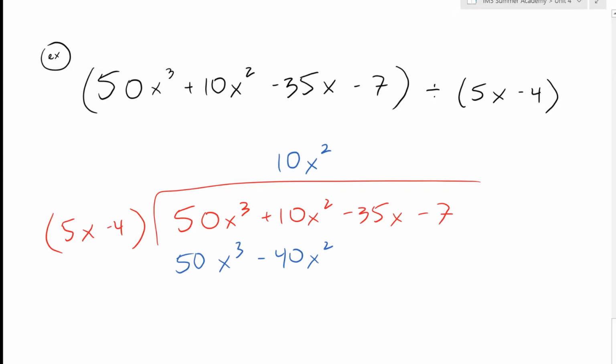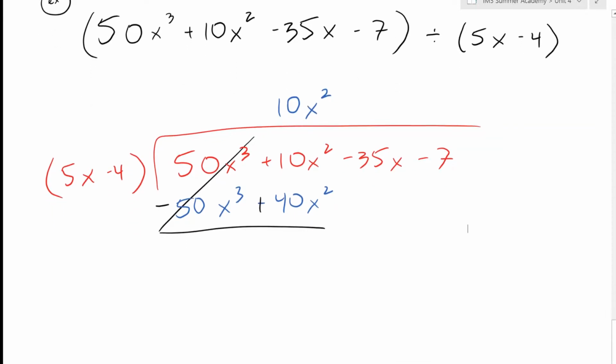Now I flip the signs. Negative, positive. These cancel. If they don't, something's wrong. 10x² plus 40x² is a 50x². Bring down the next term. Minus 35x. Alright, let's do it again.